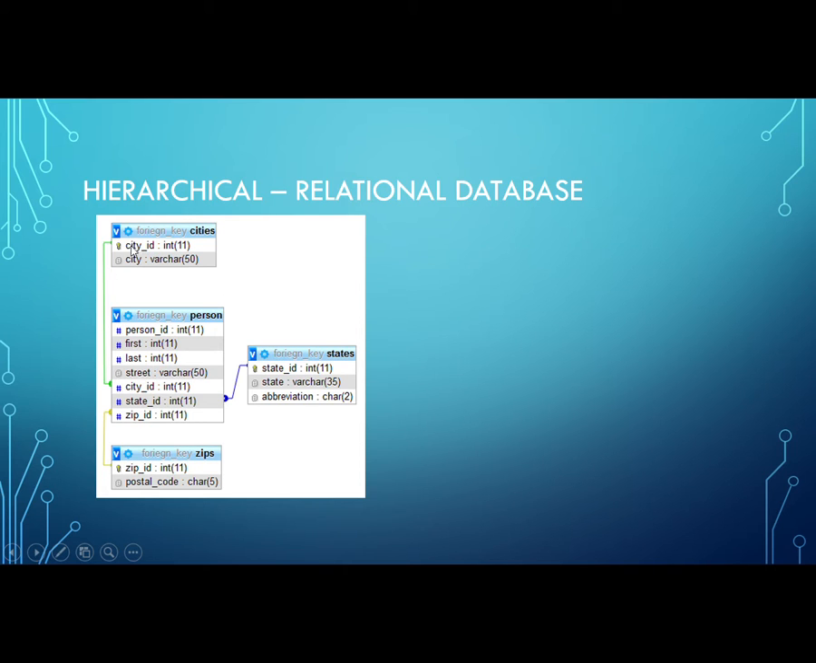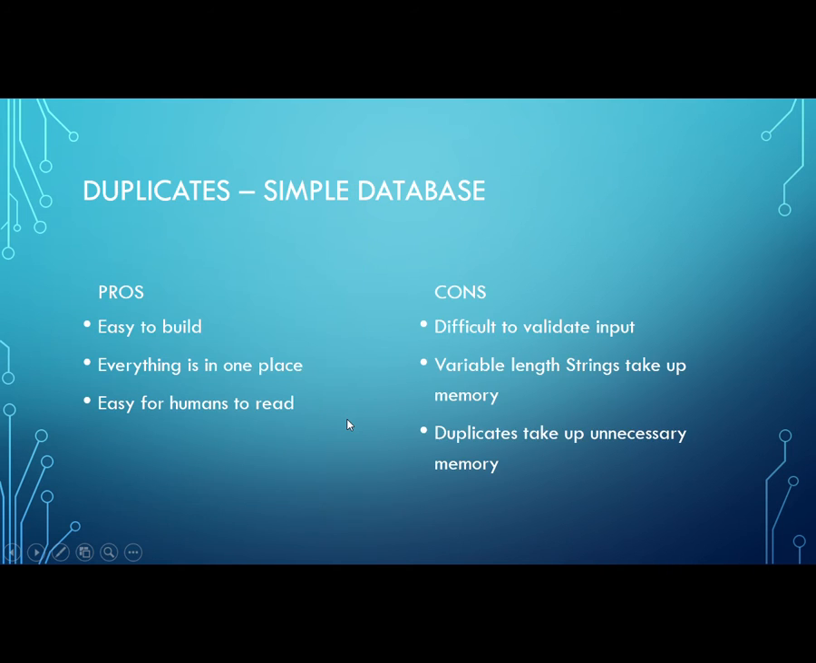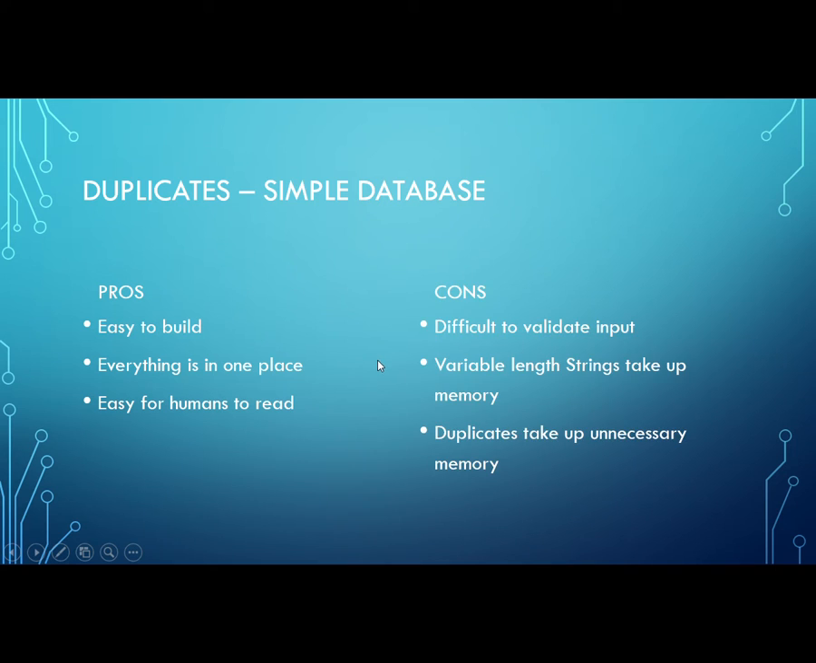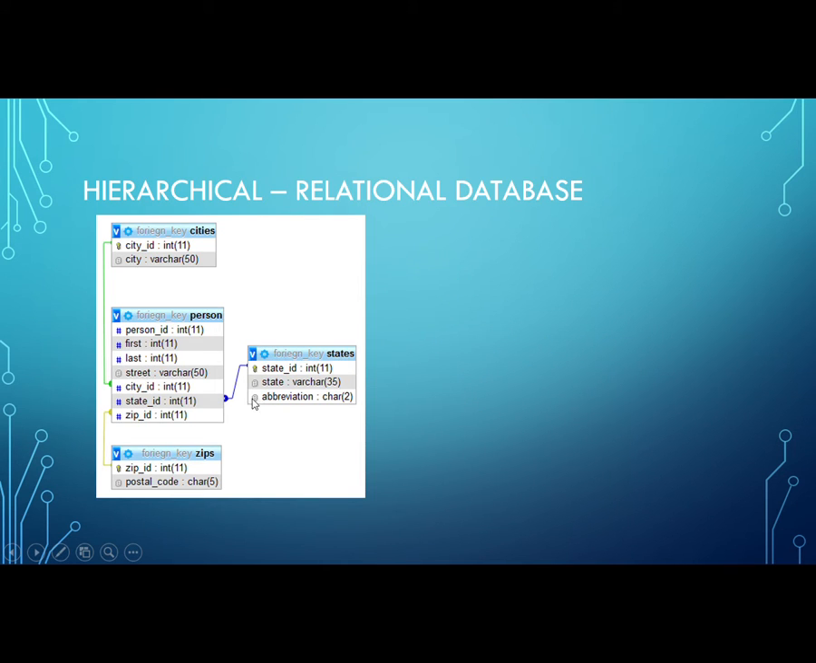And in this case, the cities just have the auto-incrementing ID and then the city name. The state, however, has some additional info. So the state ID field here links to the state's table. And before in our simple database, all we cared about was the abbreviation. Well, because we have a relational database model now, we can actually store some more information. So we can actually store the actual state name as well as the abbreviation.